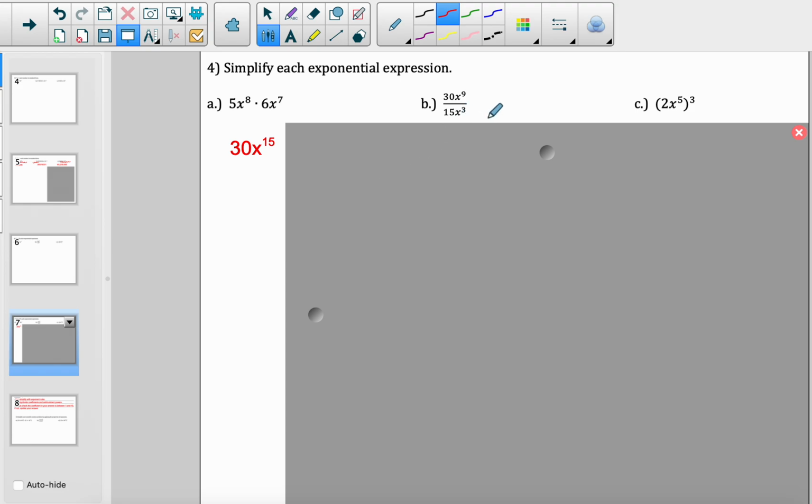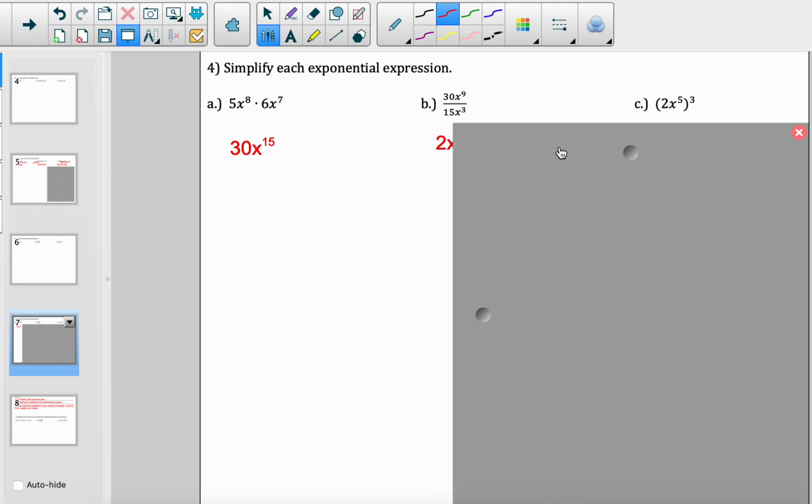On example B, we have 30x to the 9th divided by 15x to the 3rd. 30 and 15, those are coefficients. This is a division problem. 30 divided by 15 is 2. We have x to the 9th and x to the 3rd. Remember, that's like cake and beverage. They're going to cancel each other out. 9 minus 3 is 6. All of that would end up in the numerator of the problem.